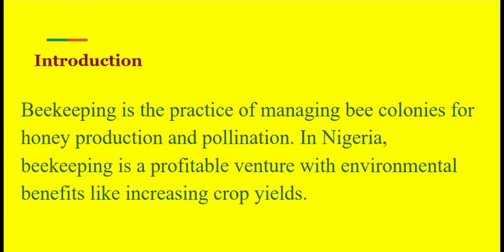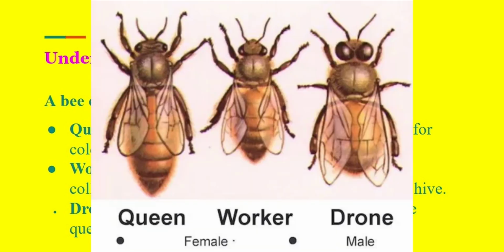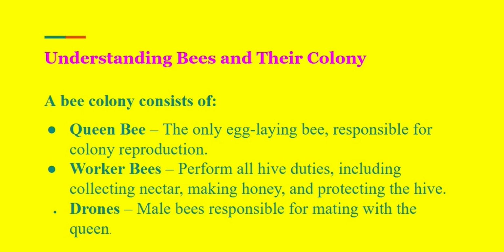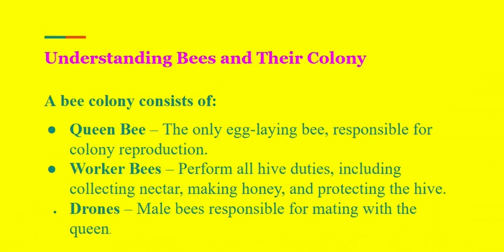So let's continue. The next one is understanding bees and their colony. A bee colony consists of the queen bee, worker bees, and drones. The only egg-laying bee, responsible for colony reproduction, is the queen bee. Without the queen bee, there's not going to be any colony. The colony can never survive without a queen because it is the sole responsibility of the queen bee to lay eggs. So once there is no queen in a colony, that colony is going to go extinct. That's why the queen bee is very, very important in the bee colony.